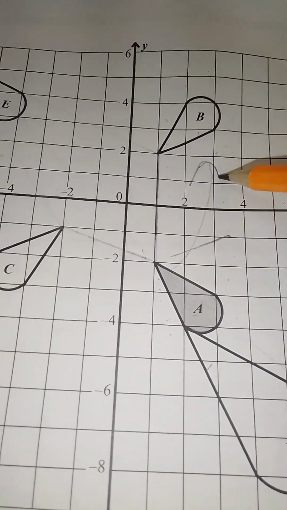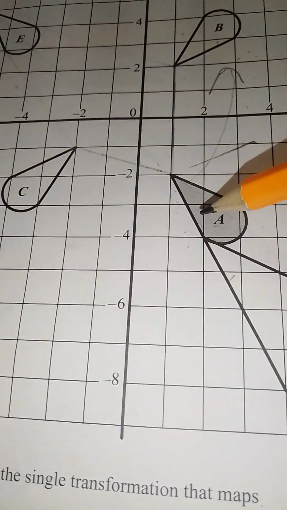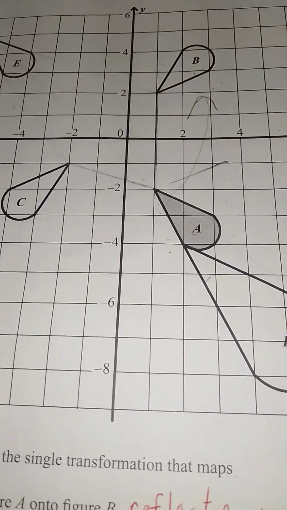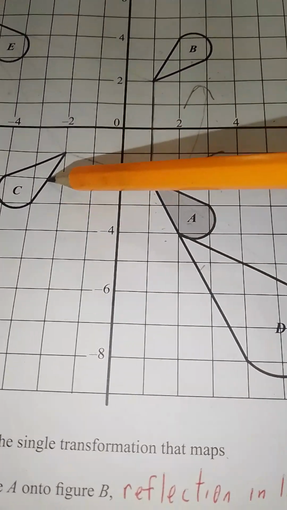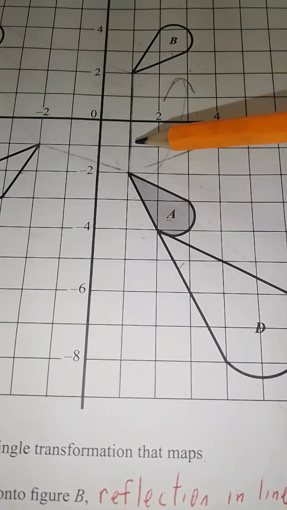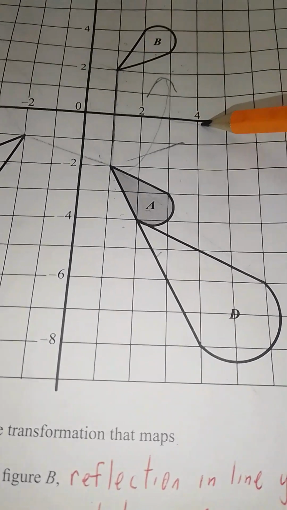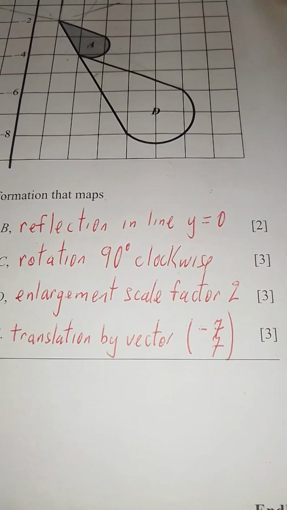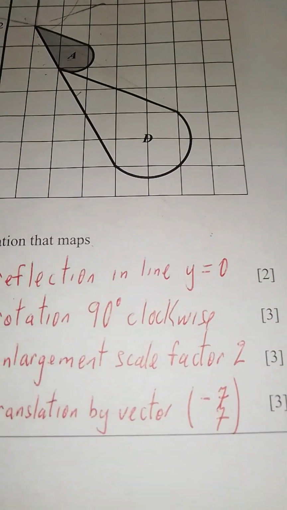Right, good. Figure A onto C. I made a mistake, I'm sorry. This is a reflection. A reflection in where? This is the mirror line right here, in the x-axis, or the line y is equal to 0. This is a reflection in the line y is equal to 0, or in the x-axis, the same thing.